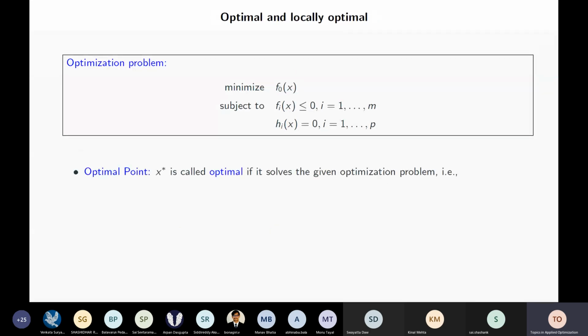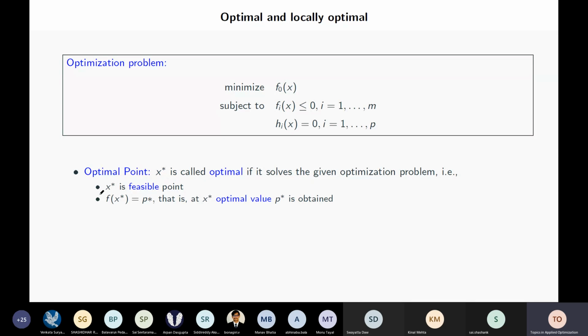Now I can talk about the optimal point. Remember, there is a difference between optimal value and optimal point. Optimal value is the actual value taken by the function. Optimal point is the point x star for which the optimal value is achieved. It is called optimal if it solves the given optimization problem, in other words, it finds the minimum, the optimal value. Additionally, obviously, x star has to be a feasible point.